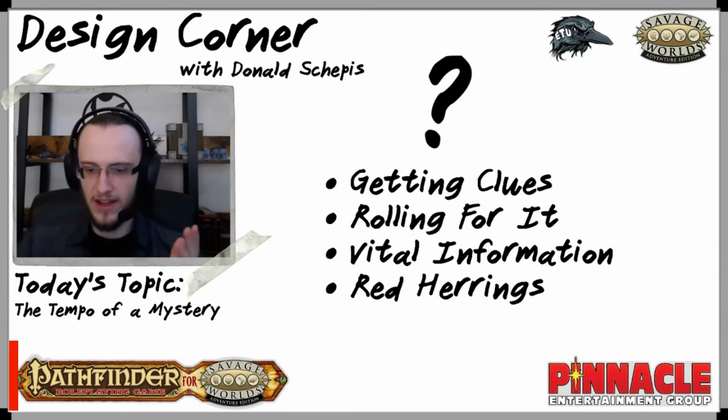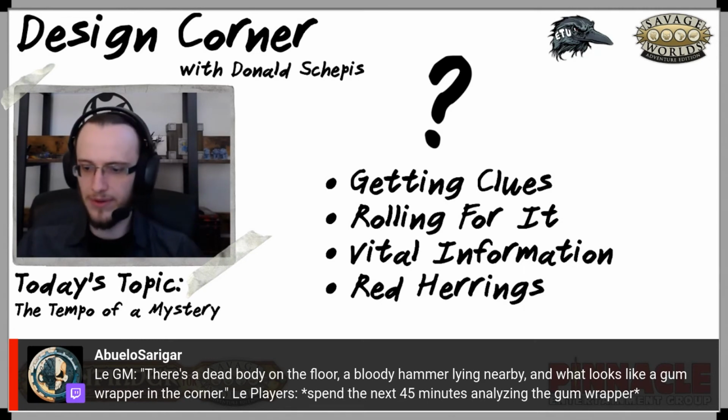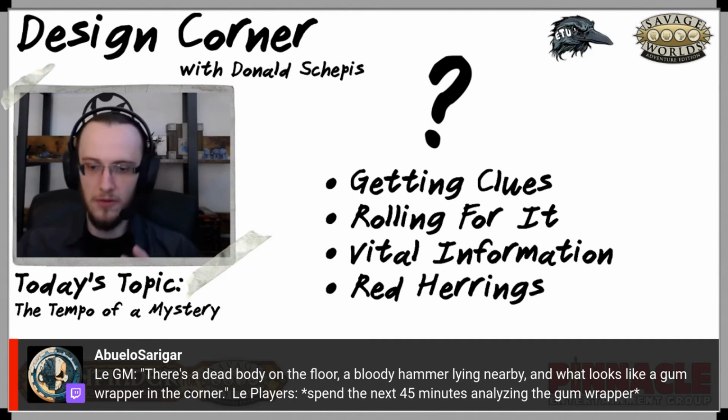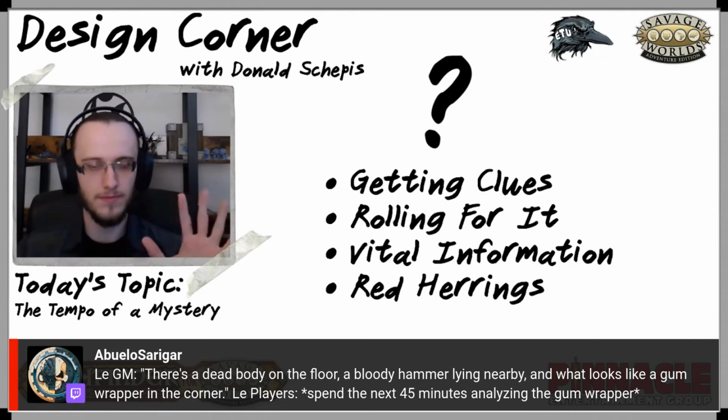So yeah, and again, like Abuelo Sargar is saying, there's a dead body on the floor, bloody hammer lying next to it. Well, it looks like a gum wrapper in the corner. The players will spend 45 minutes analyzing the gum wrapper. Well, at that point, you've got two options, right? One, you let them go down their rabbit hole, and you let them have fun just over analyzing this one thing, and you don't worry about it.